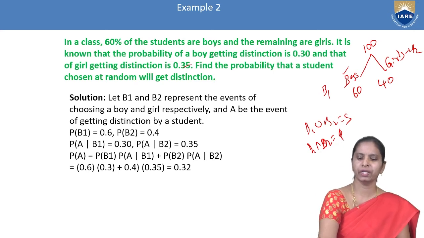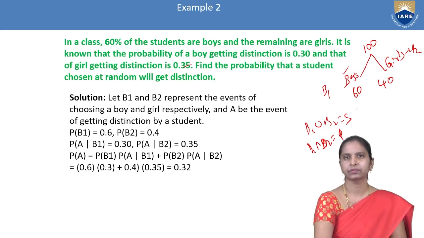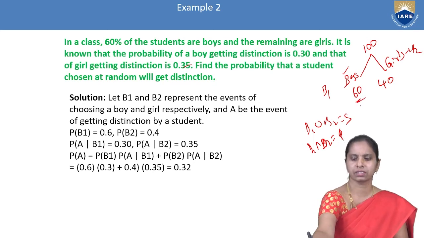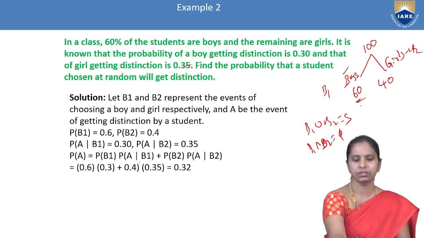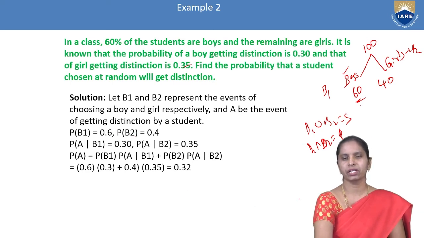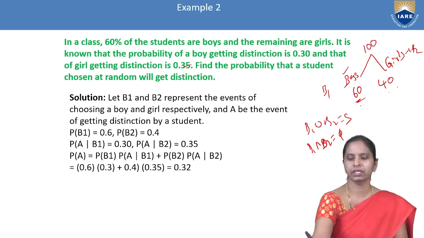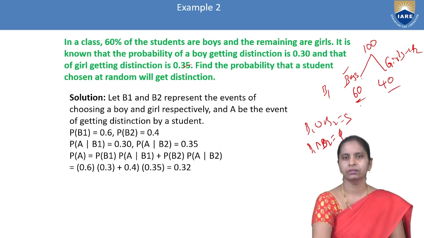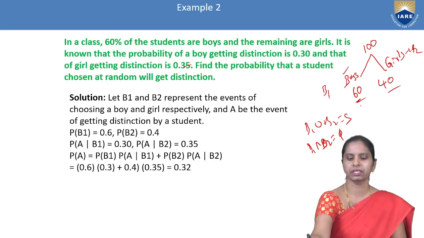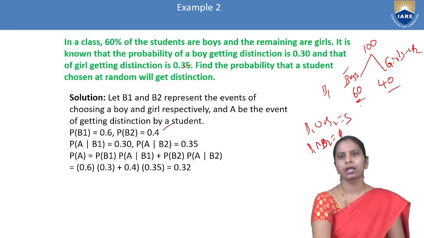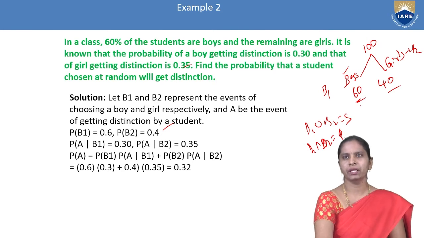So, what is P of B1? 60%. Because B1 is selecting a boy student. How many are there? 60 out of 100, that is 0.6. Next, what is P of B2? Selecting a girl student. How many girl students are here? 40 out of 100. Therefore, the probability of selecting a girl student is 40 by 100, that equals 0.4.